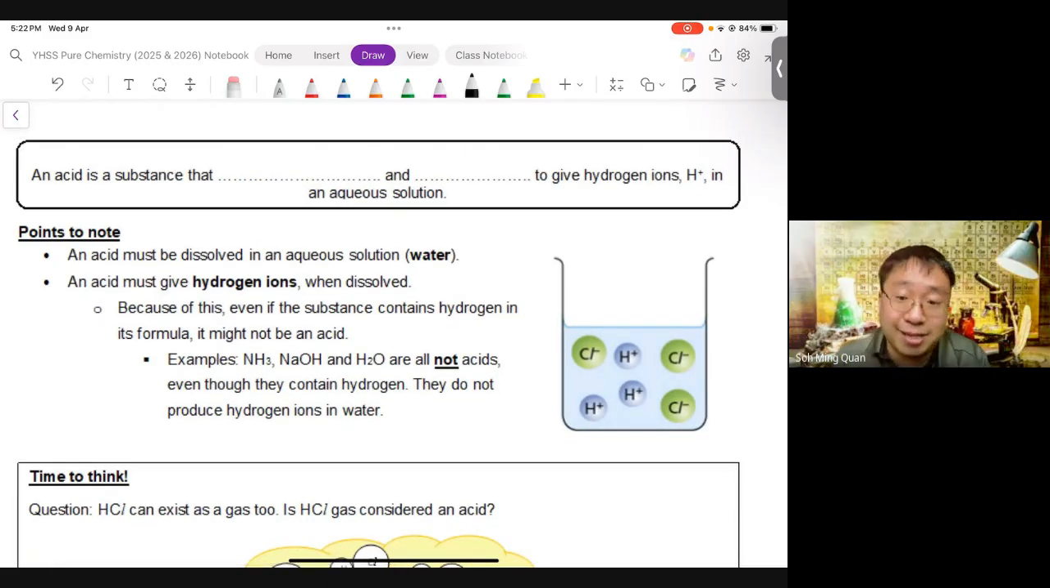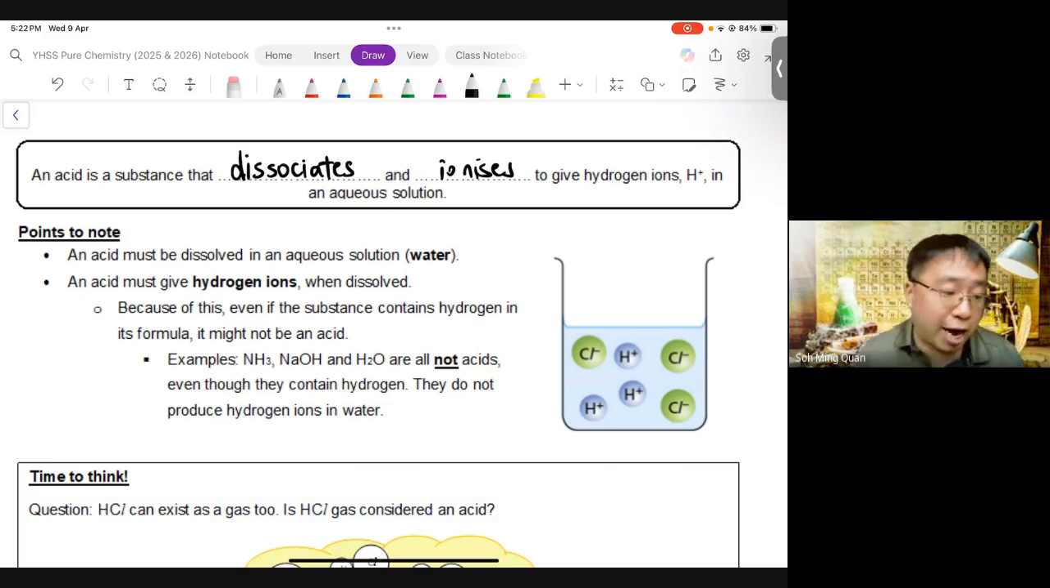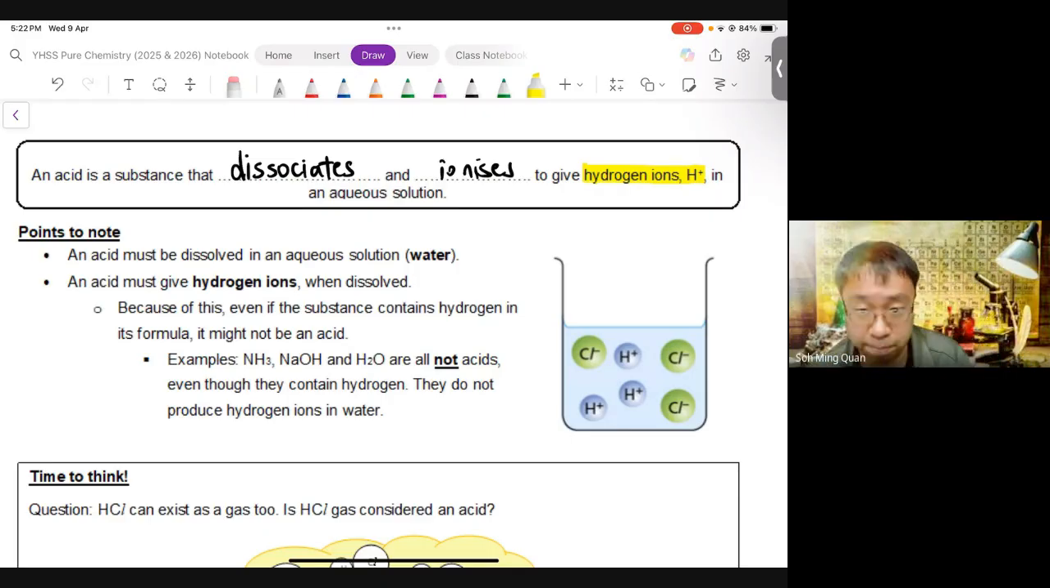An acid is actually a chemical substance. It's a chemical that dissociates and ionizes to give hydrogen ion. Hydrogen ion is called H+ ions in an aqueous solution.